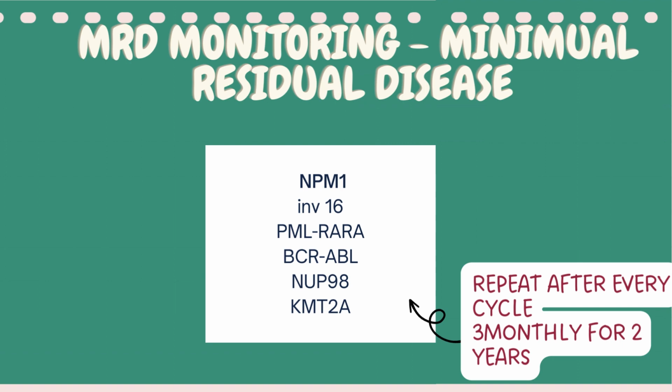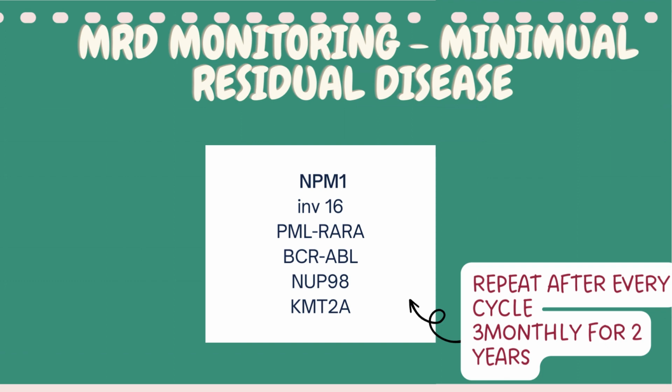The NPM1 gene is the most validated, where studies show that patients who are MRD negative after 2 cycles have a 70% chance of being cured without relapse at 5 years. If it is positive, then there's a 75% chance of relapse. So you can use RT-PCR to monitor NPM1, inversion 16, PML-RARA, BCR-ABL, NUP98, and KMT2A.